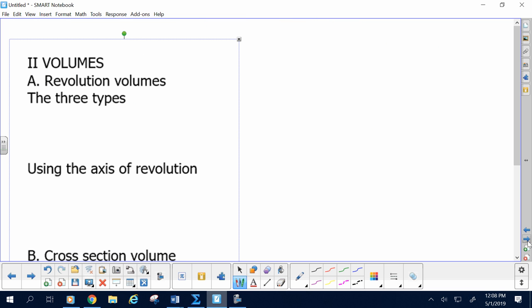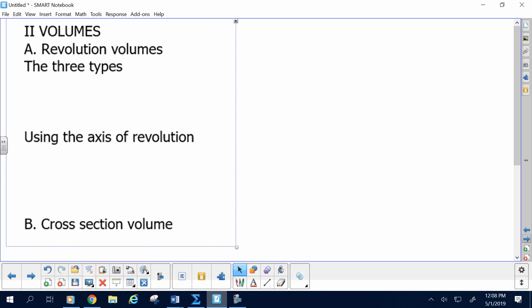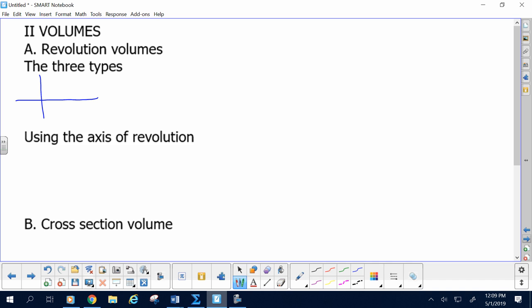All right, moving on. Volumes. There are two little families of volumes: revolutions and cross-sections. For the revolution volumes, draw yourself a little coordinate axis and draw maybe a small slice this way. Now, if I had a slice like that against the x-axis, and then I revolved it around the x-axis, what is made?